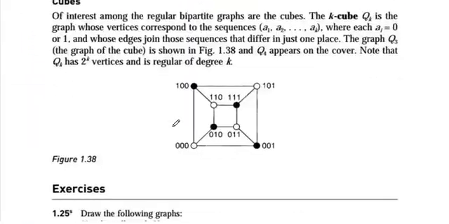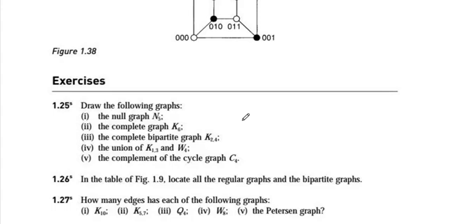Okay, let's discuss the exercise. This is also your question for assignment purpose and attendance purpose. We will discuss this. You have to draw the following graphs. First, the null graph of N5. Simple. A null graph means only 5 vertices and no edges, so you can draw the null graph easily.